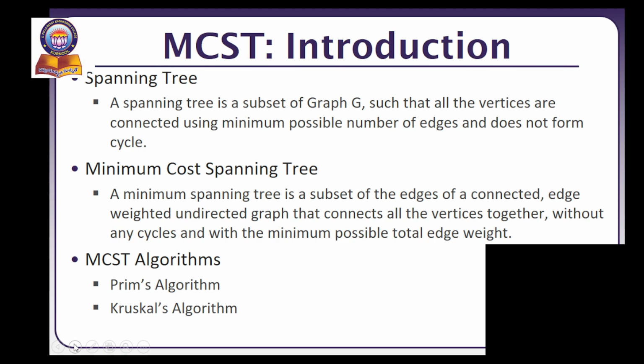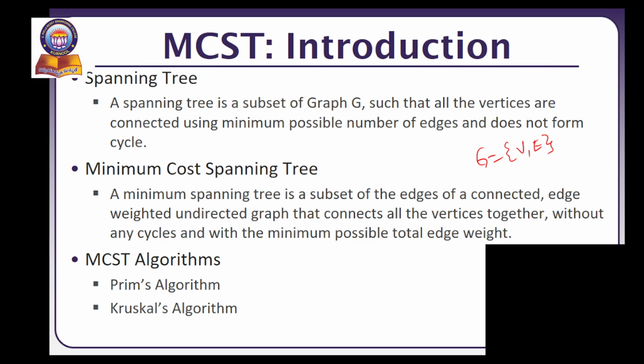Coming to the spanning tree, we can define a spanning tree as a subset of the graph G such that all the vertices are connected using the minimum possible number of edges, and which does not form any cycles. For example, let the graph G equal V comma E, where V indicates the set of vertices and E indicates the edges, be an undirected connected graph.